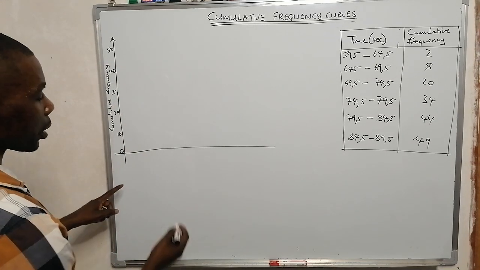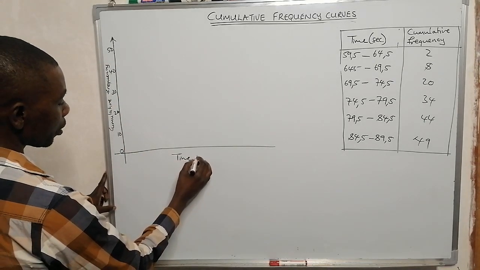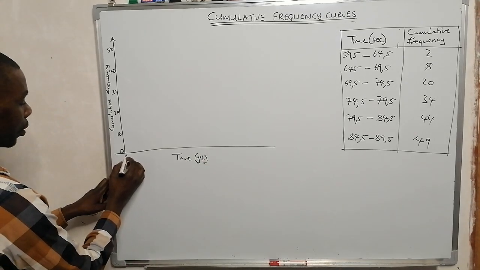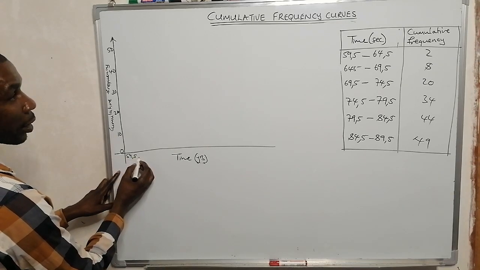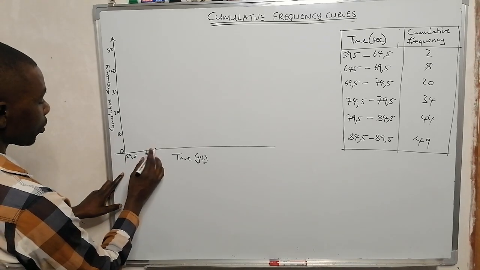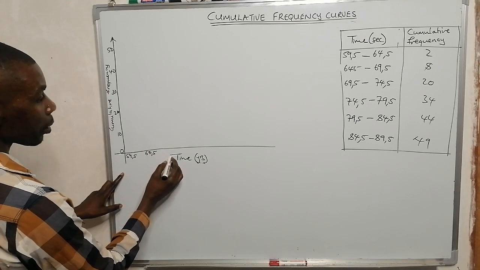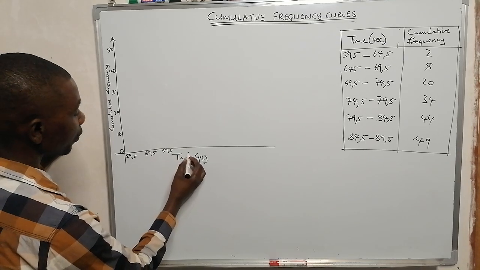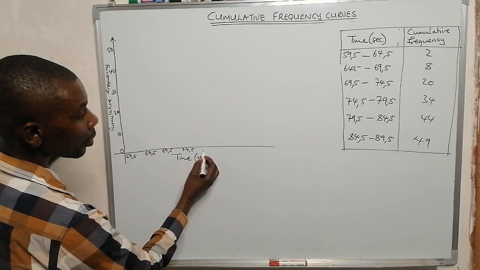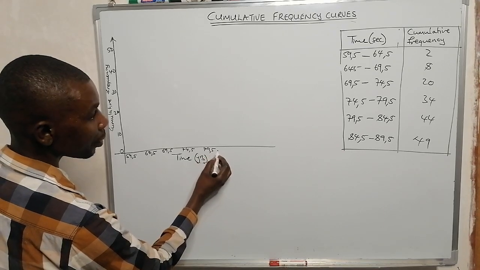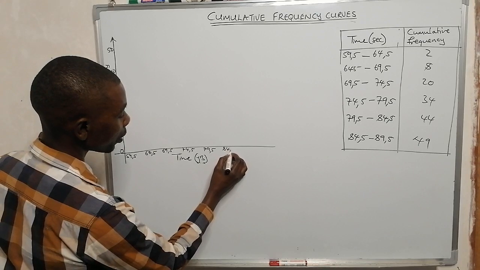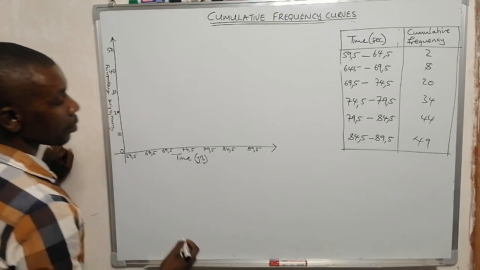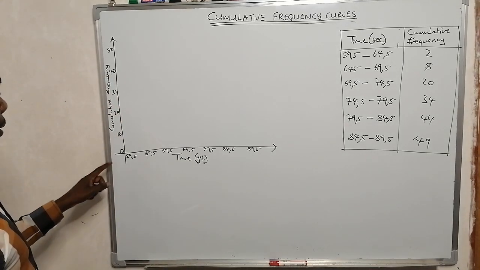Now we want to plot our time here. So we are starting from 59.5 here. You can say this is 59.5, 64.5, then 69.5, 74.5, 79.5, 84.5, 89.5, right? Then here that's 0.